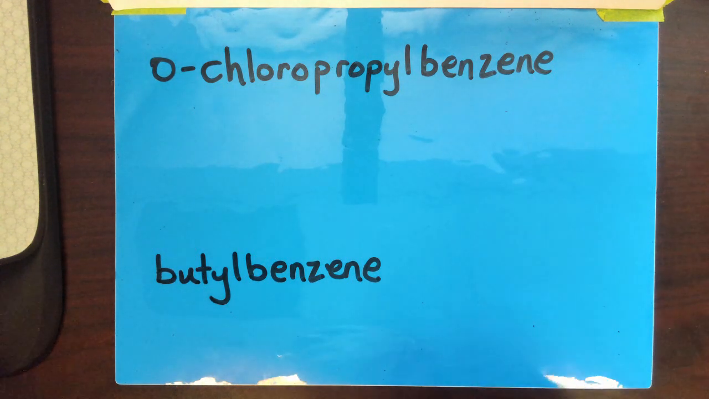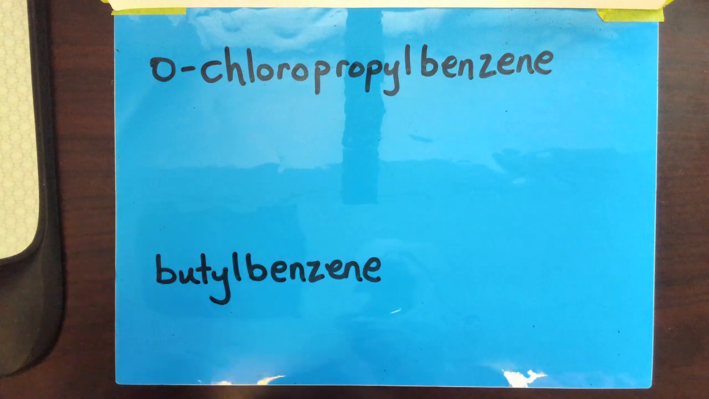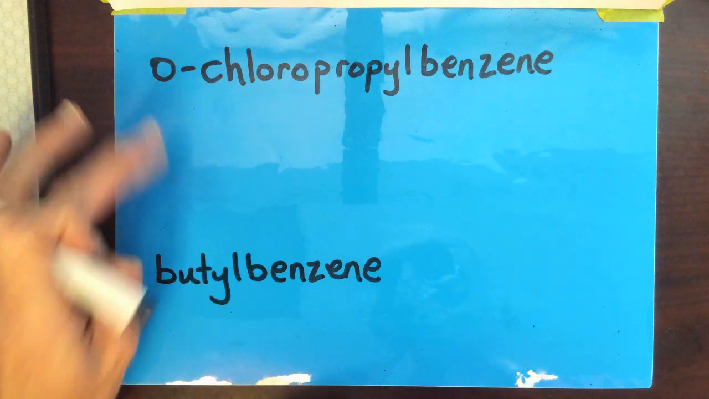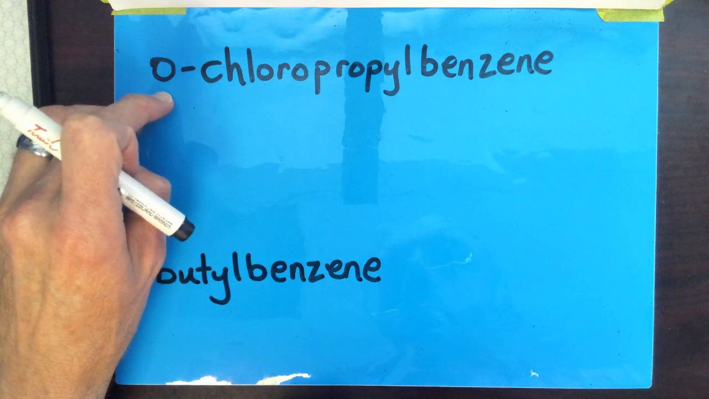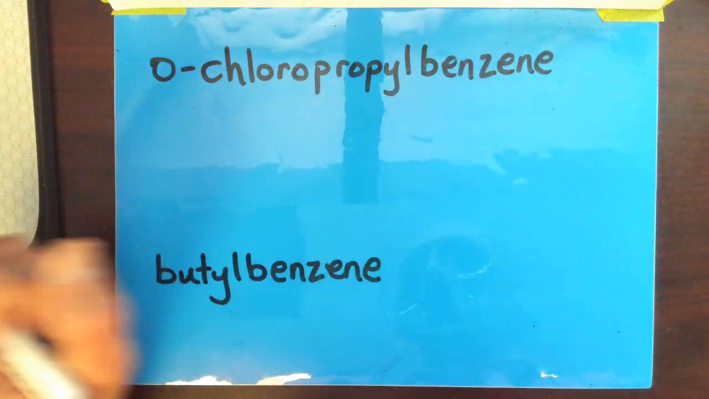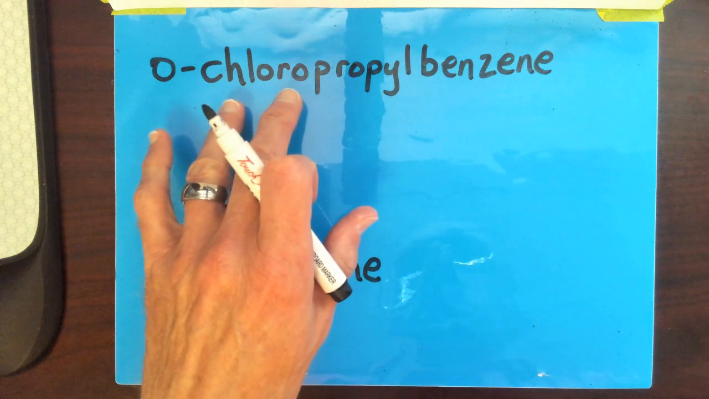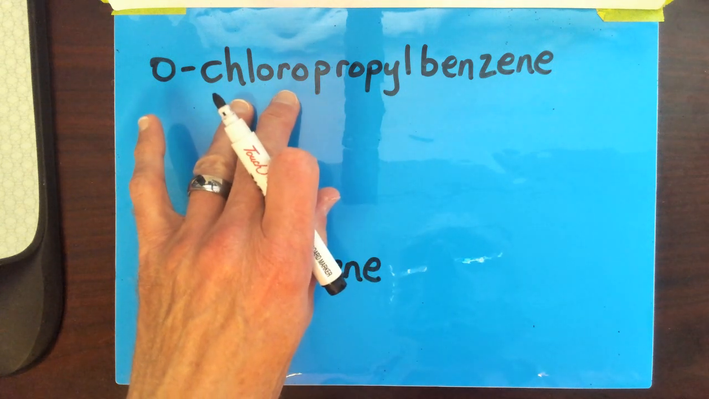Let's continue practicing with aromatic compounds and drawing their structure from the name. Okay, we have two samples here. We have ortho-chloropropyl benzene. Now, you may notice on this name we have two substituents, chloro and propyl.